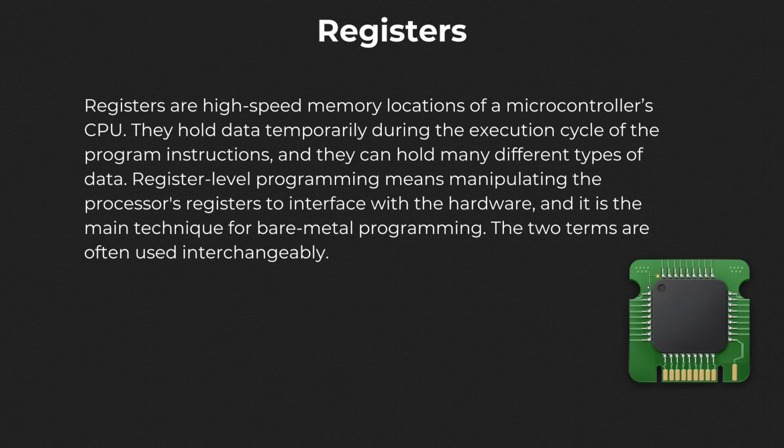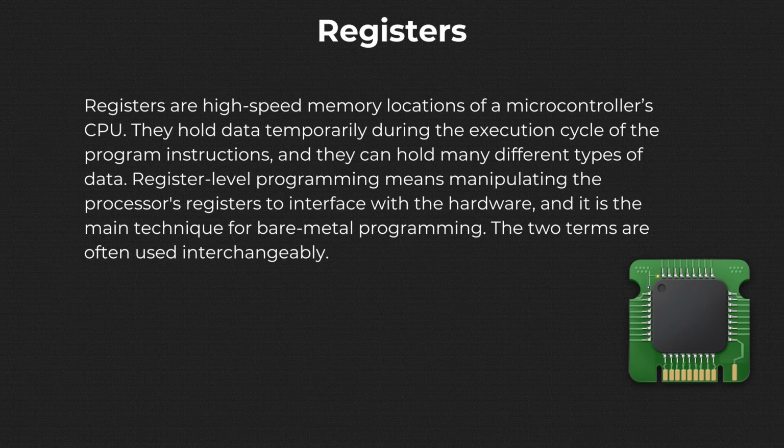You may also have heard of register-level programming, which is also a closely related concept. Registers are high-speed memory locations of a microcontroller's CPU. They hold data temporarily during the execution cycle of the program instructions, and they can hold many different types of data. Register-level programming means manipulating the processor's registers to interface with the hardware, and it is the main technique for bare metal programming. The two terms are often used interchangeably.